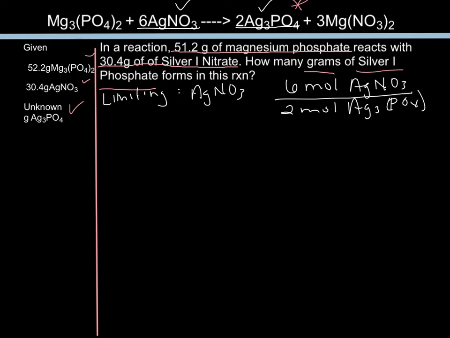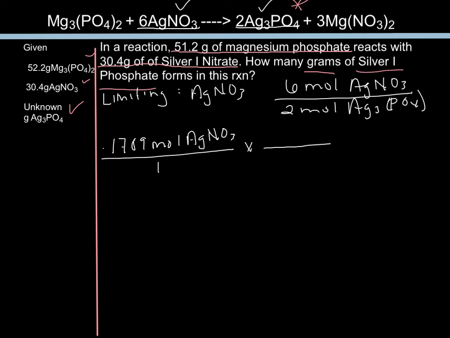Luckily, since we converted everything to moles earlier, we can just go ahead and start from our moles. So I know that I have 0.1789 moles of silver nitrate. Go ahead and put that over 1. Then I want to multiply that by my mole ratio. Now, my mole ratio, we already found it, right? It's right here.